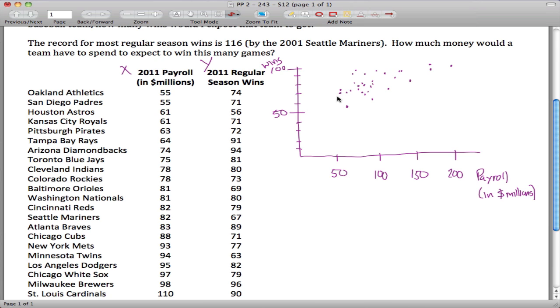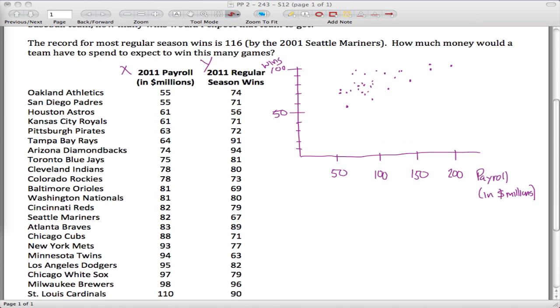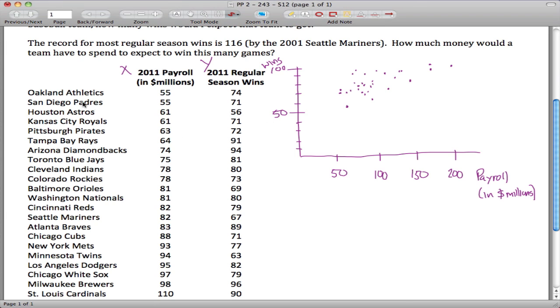It kind of looks like we have a positive correlation. It seems like if you spend more money, you win more games. But it's not a really strong linear correlation. Let's see, we're asked to label a couple of these points. The A's were 55 and 74. So 50, 60, 70, that was probably this guy right here. So I'll label this one as the A's because I'm an A's fan.